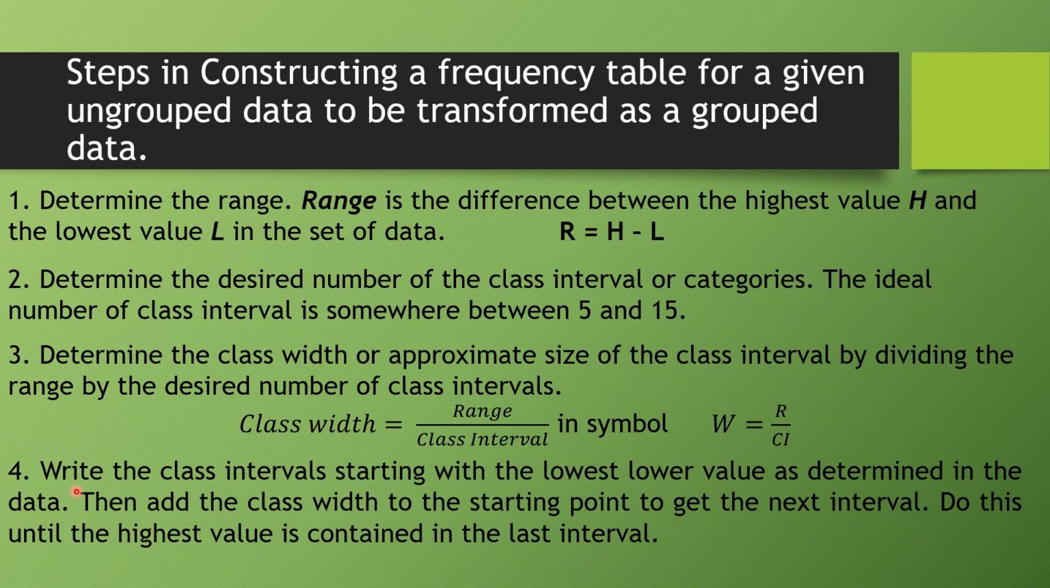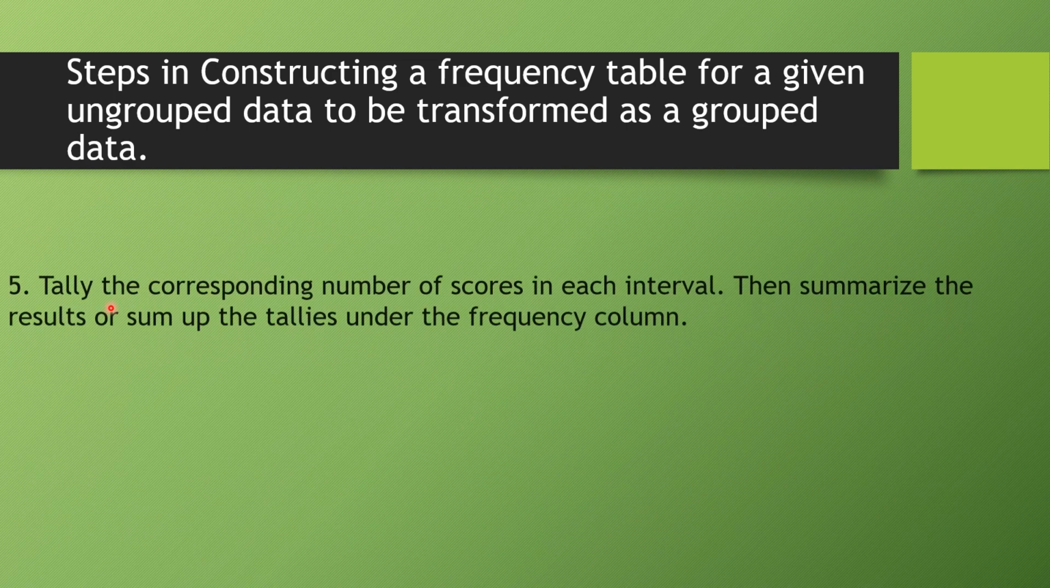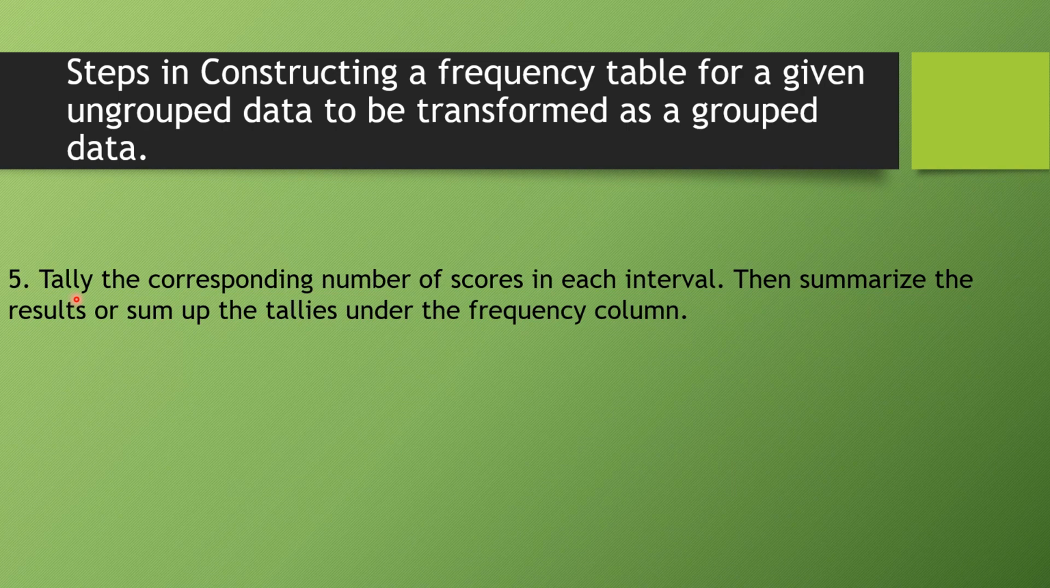Step number 4, write the class intervals starting with the lowest value as determined in the data. Then add the class width to the starting point to get the next interval. Do this until the highest value is contained in the last interval. Step 5, tally the corresponding number of scores in each interval. Then summarize the results or sum up the tallies under the frequency column.